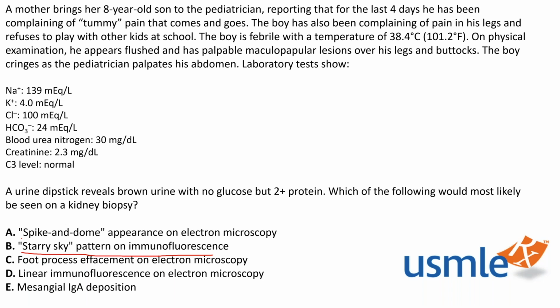And then moving on to our last one, the spike and dome appearance on electron microscopy. Once again, this is consistent with membranous glomerulonephritis. So if you think of membranous glomerulonephritis, think of the spike and dome appearance. And this is again a nephrotic syndrome seen in adults, so not in kids. That's why this one would be wrong.